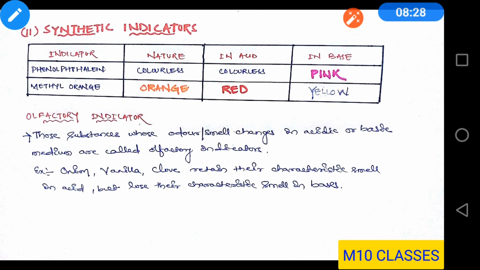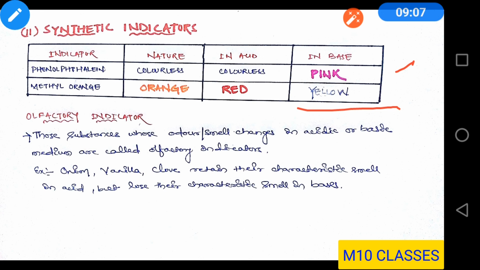Now coming to synthetic indicators. Here I have taken two examples which are there in the book, and they are also important from the exam point of view. It is generally asked in your practical oriented questions. Now see here, phenolphthalein. Phenolphthalein is a colorless solution. It doesn't change its color in case of acid, that means it remains colorless. But in case of base, it turns into pink color. Methyl orange is orange in color. Its color in acid is red and in base it is yellow.